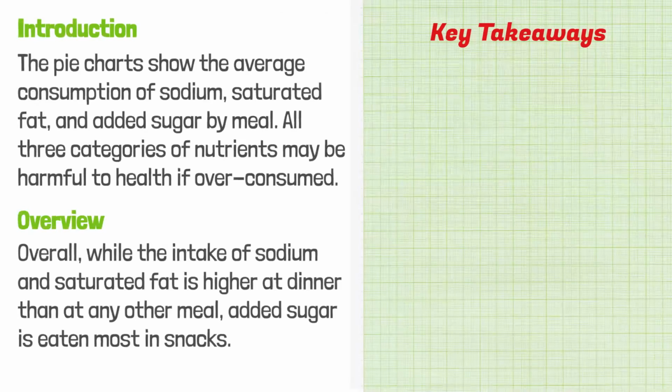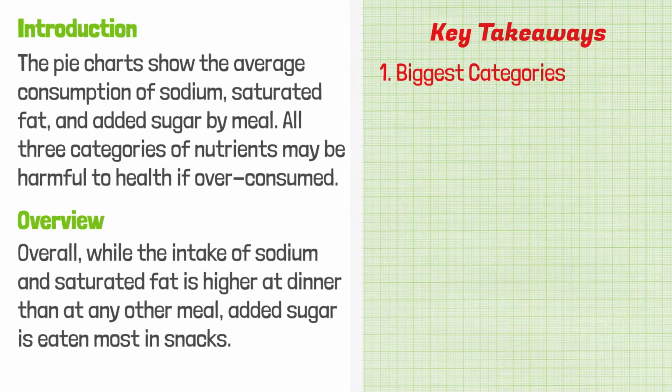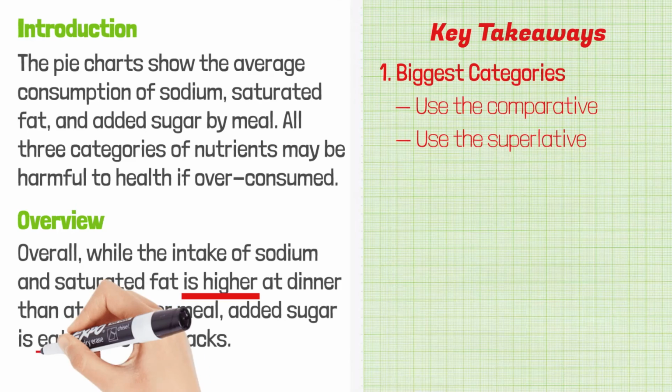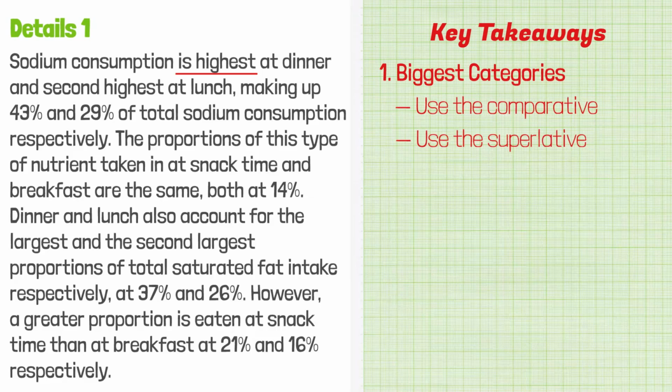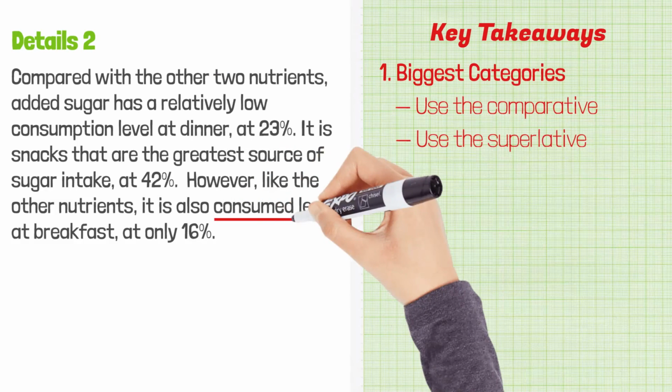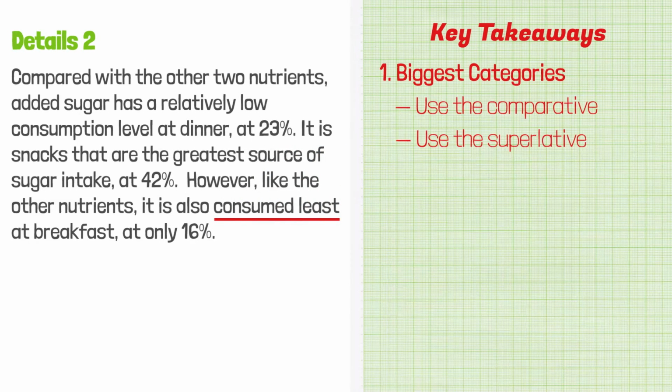Here are some key takeaways. No matter what type of chart you get, there are always several biggest categories to report. Here are 4 different ways I used to describe the biggest categories. Use the comparative: is higher at dinner than at any other meal. Use the superlative: is eaten most in snacks, is highest at dinner, is consumed the least at breakfast.